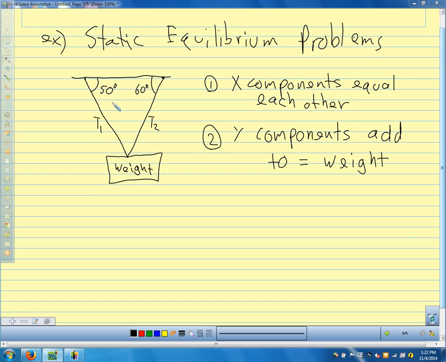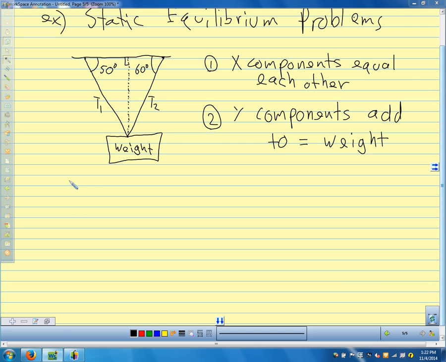So what I do with these kinds of problems is we're going to split this into two triangles. So I'm going to split it like so. These are 90-degree angles. And you don't have to draw them separately, but sometimes it can help you visualize what's going on. So I have one triangle there, and I have one triangle there. That's 50 degrees, and this is one thing we're interested in, and this is 60 degrees, and this is the other tension we're interested in.